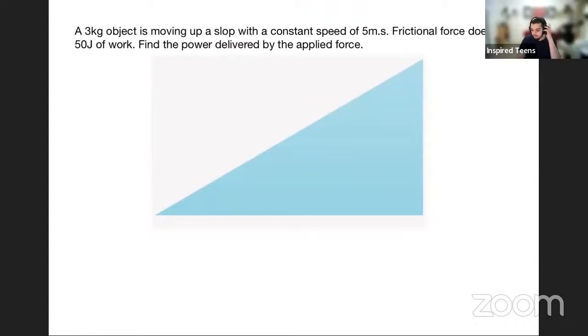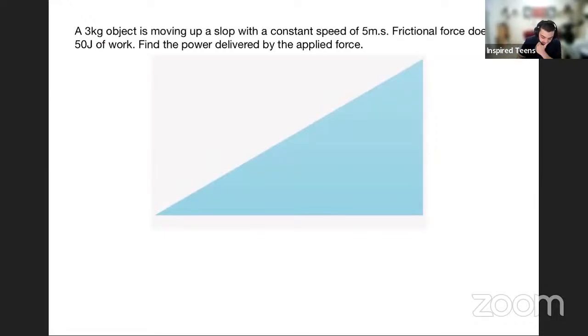Okay, so I said last week we're just gonna finish up work, energy, and power with some questions, right? So let's go ahead and do this question.